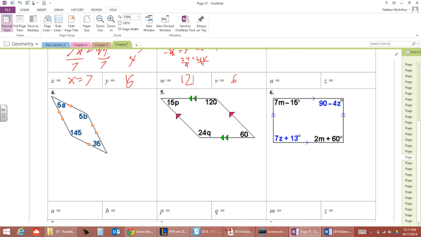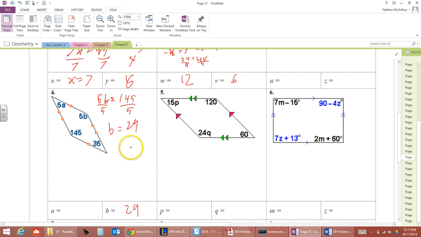Now here we're using a different principle. Here we're saying that opposite angles are congruent, not opposite sides. So if we look at the opposite angles, 5b is equal to 135. So I divide by 5, I get b is equal to, what, 29? Looks like to me.